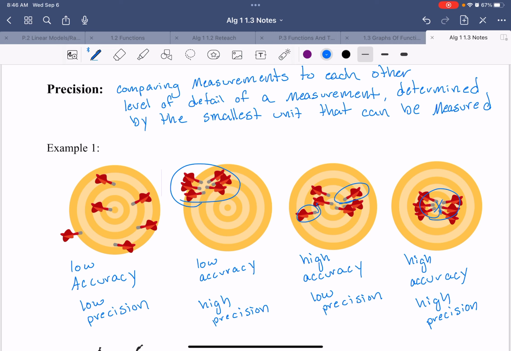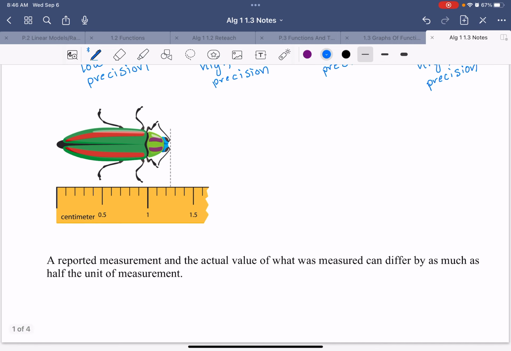Okay. So to help determine the precision of the measurements, you really need to know what tool you are using to measure and what's the smallest unit that it can measure. Okay, so here, for example, if we're measuring this beetle, let's go ahead and notice what units we're using to measure. First, it's centimeters. And this tells me this is 1 centimeter and this is 1.5. So if that's 0.5, then this means this one is 0.1, 0.2, 0.3, 0.4, 0.5.